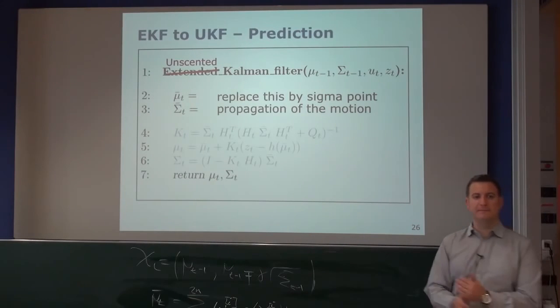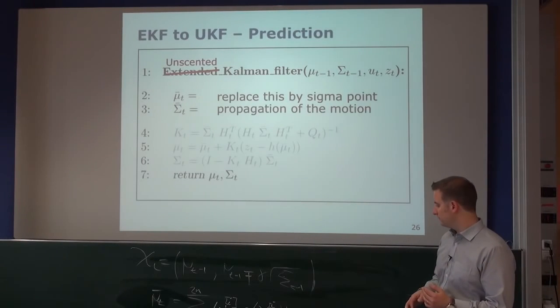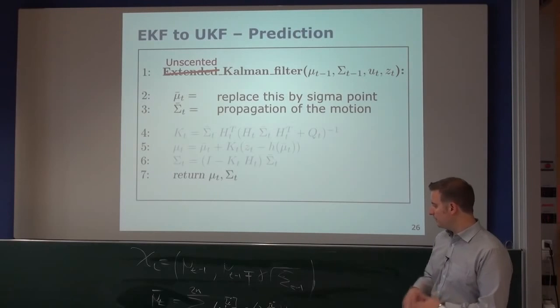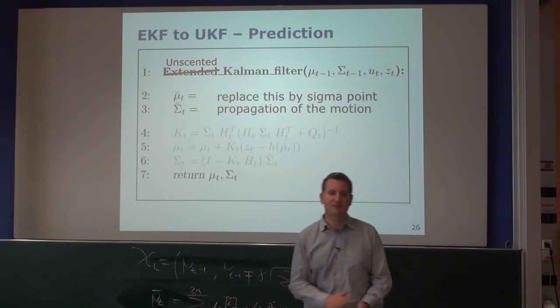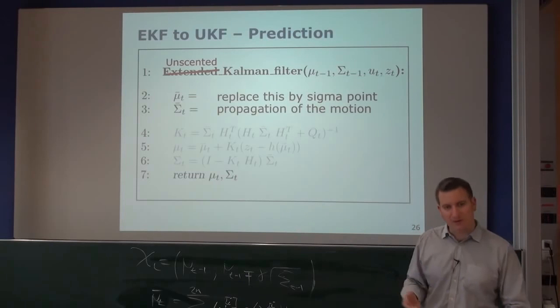Sorry. Yep. Question, why summing up to 2n, not 2n plus 1? Because you start from 0, i equals 0, to 2n, and then you have n, 2n plus 1. But we take into account all sigma points. Yeah.